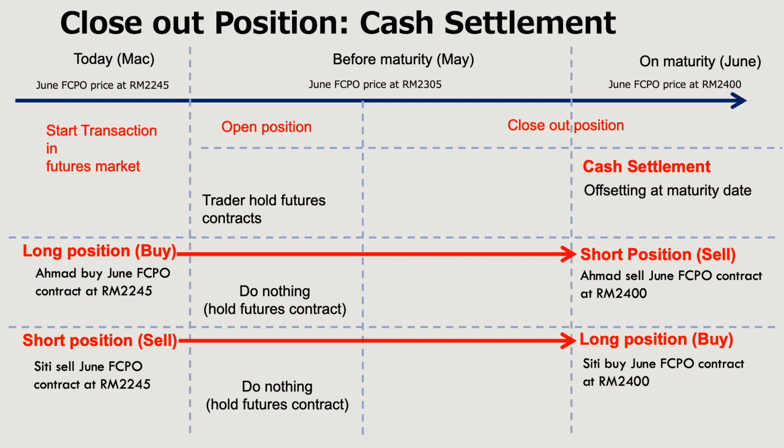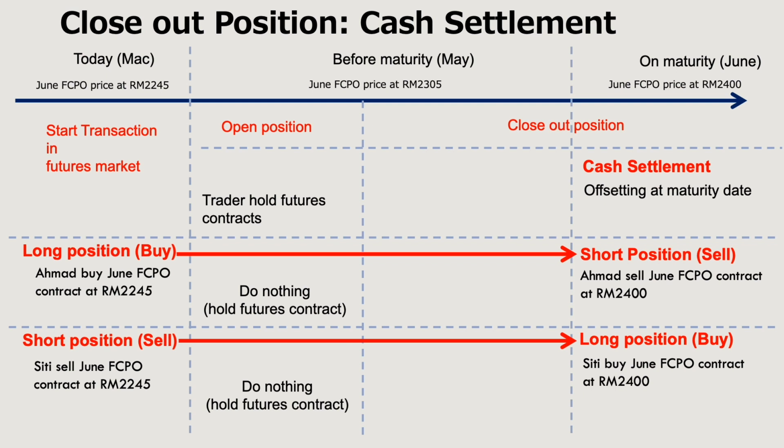Now we move to close out position by using cash settlement. So what is cash settlement? Cash settlement, you close out your position by taking opposite position at the maturity date. Or basically, you exercise the offsetting at the maturity date.